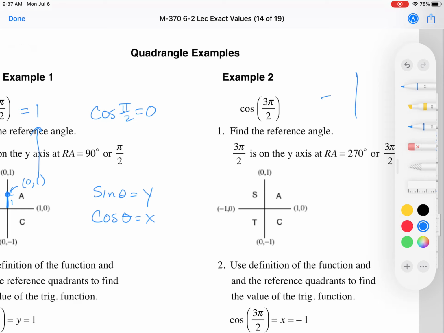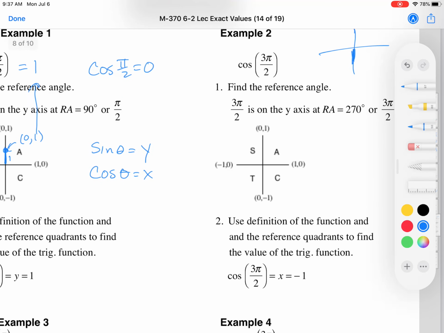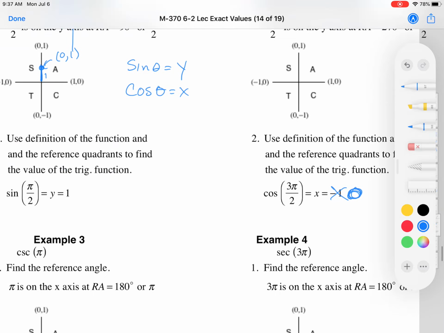Cosine of 3 pi over 2. Here's 3 pi over 2, right? Cosine corresponds to x, and so he has a mistake here. Cosine of 3 pi over 2. Cosine always corresponds to x. Your x distance right there is not negative 1. Your x distance is 0. And so there's a mistake right there. He should be at 0 at pi over 2 and 3 pi over 2 if it's cosine. And so it is a 0 coming out there.